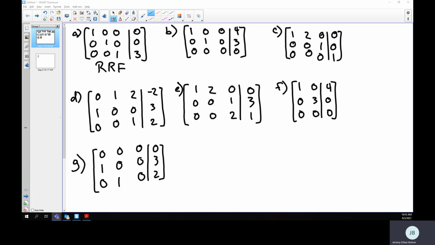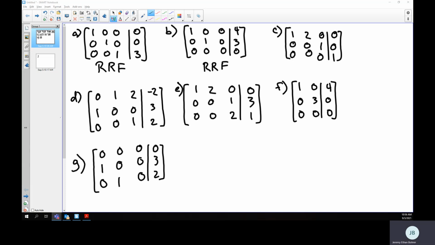In B, here we've got 1, 0, 0, 4, 0, 1, 0, 3, 0, 0, 0, 0. This is also in row reduced form. Too many R's there. And let's just remember what the rules are for row reduced form.